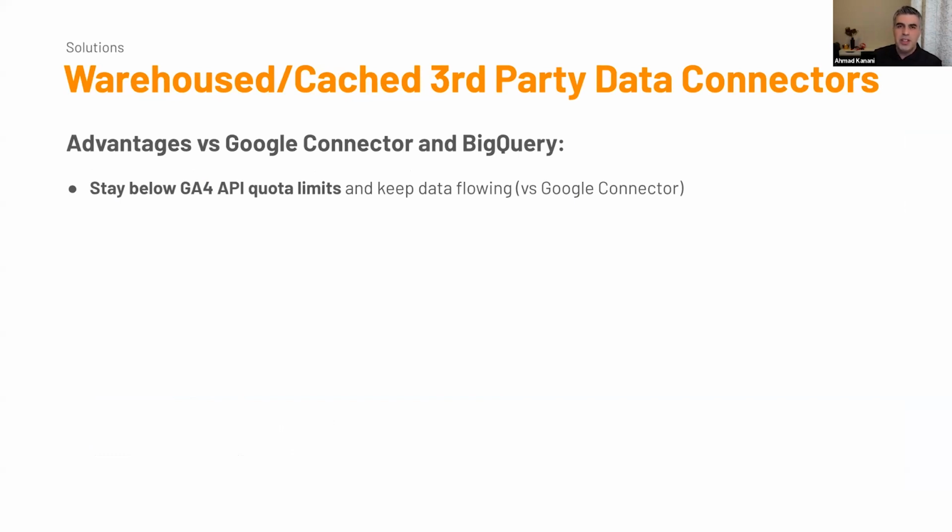And by third-party connector, I'm talking about something like Supermetrics, Power Analytics, 2-minute reports, Datadog, and other data connectors that are available for Looker Studio. If they are cached, if they're warehoused, they help us stay below GA4 API quota limits. And they also require less time, cost, and expertise to utilize because they're commercial products. They're meant to be easy to use. So they're much easier to use and cheaper than going the BigQuery route.